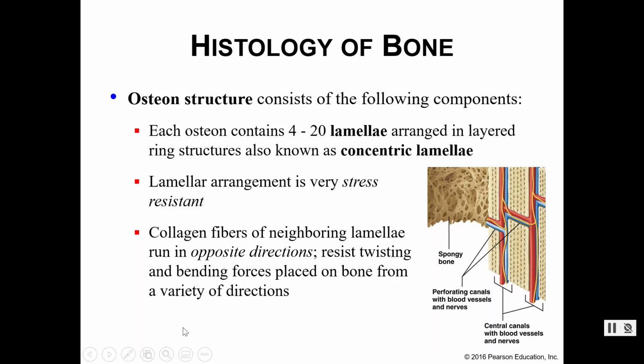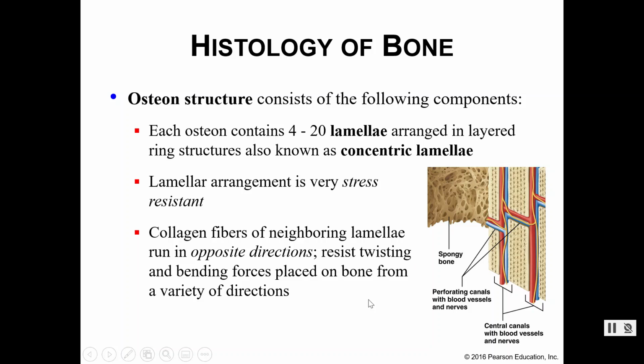And generally we're pretty good at that. We know we're not perfect. Every once in a while we might break a bone, but on a day-to-day basis, we're pretty good at that. Those collagen fibers from neighboring lamella run in opposite directions of each other. This helps with the resistance to the twisting and the bending forces.